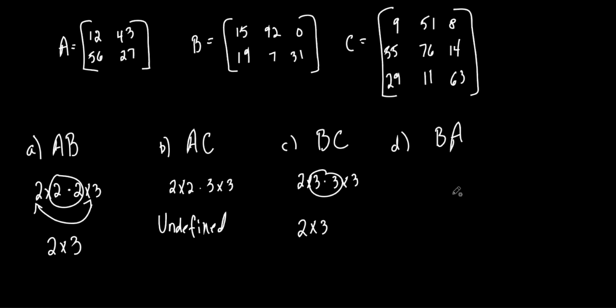All right, what about BA? So B again is what? 2 by 3. And multiplied by A, which is a 2 by 2. Can you multiply them together? Nope, because this one and this one are not the same, so you would say it's undefined.